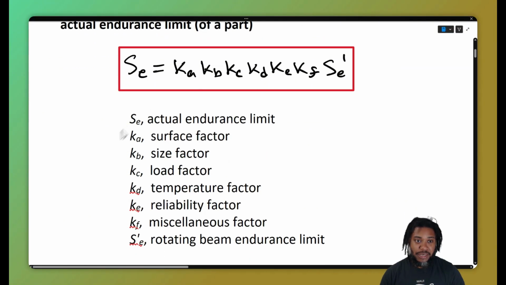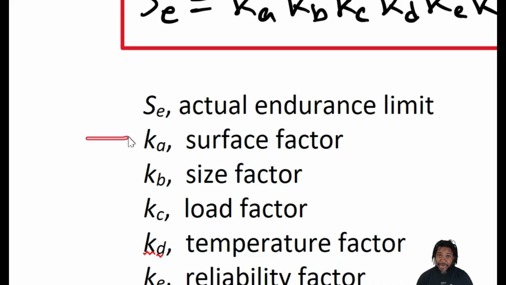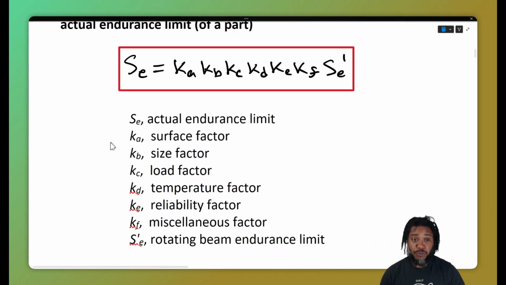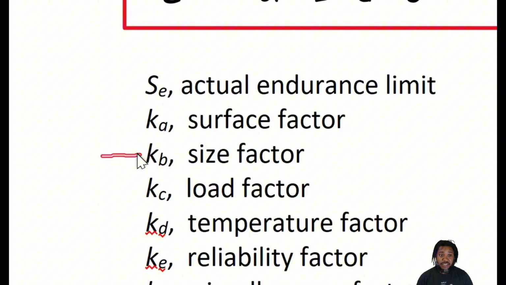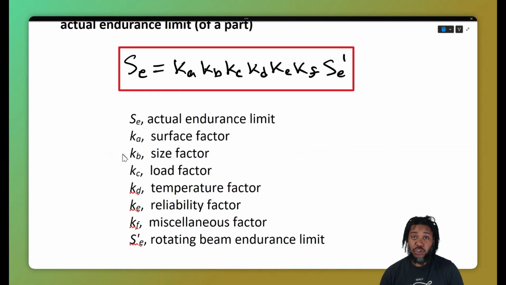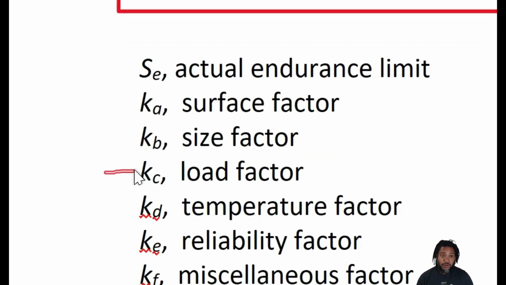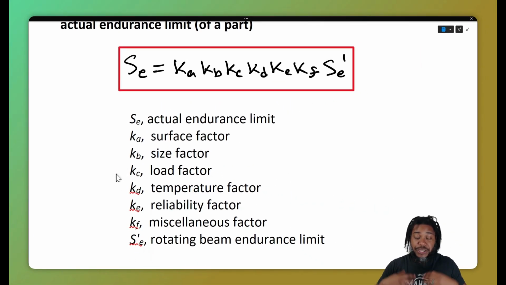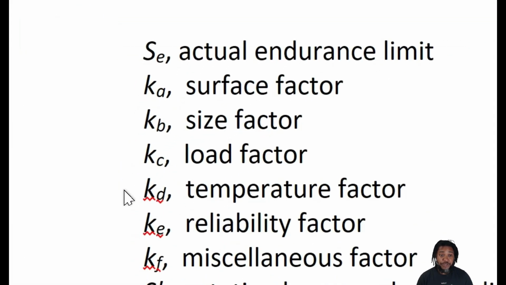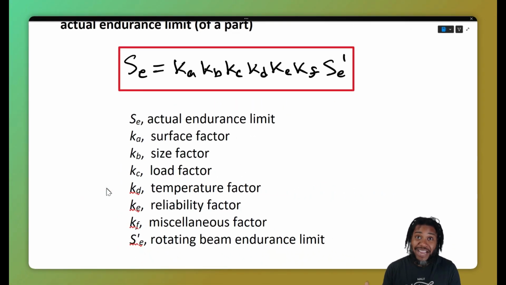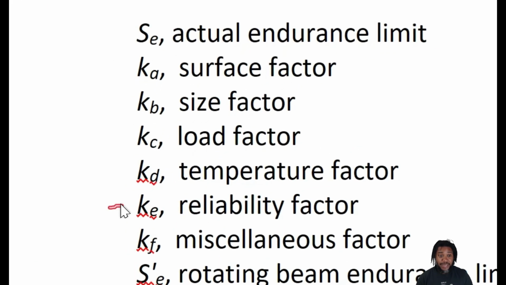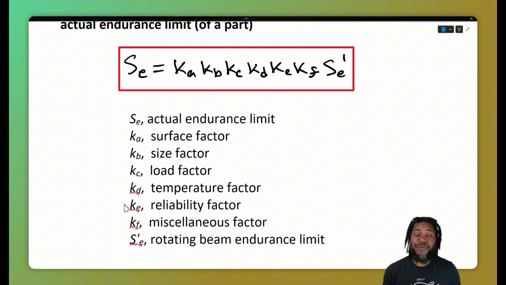Now, some of the factors that we have are things like the surface factor, defining how rough or smooth a surface is. The size factor, defining how large or small our part is. The load factor, defining are we loading in tension, torsion, or bending. The temperature factor, what's the temperature of our actual part? The reliability factor, how much reliability do we want? Do we want 50% reliability, 99% reliability, less reliability?